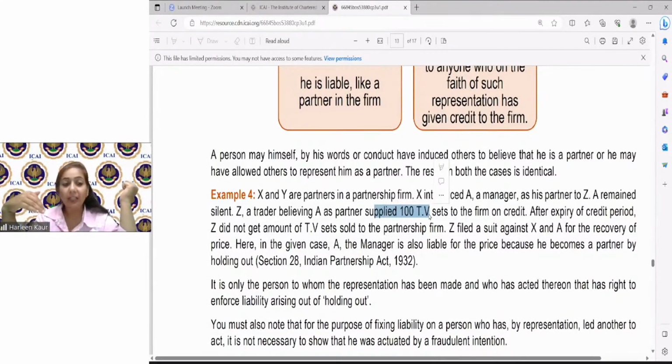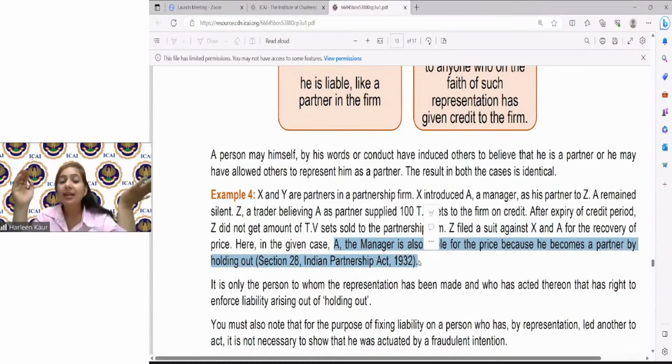अब जब क्रेडिट पीरियड खत्म हुआ तो जेड ने कहा मेरी पेमेंट नहीं आई और उसने केस किसके अगेंस्ट फाइल कर दिया? ए के अगेंस्ट. ठीक है, एक्स एंड ए दोनों के अगेंस्ट फॉर द रिकवरी ऑफ मनी. So do you think A will be held liable? Yes, ma'am, A will be held liable because he has become partner by holding out. Section 28 of the Indian Partnership Act has become applicable. Therefore, A will also be liable to pay the amount.